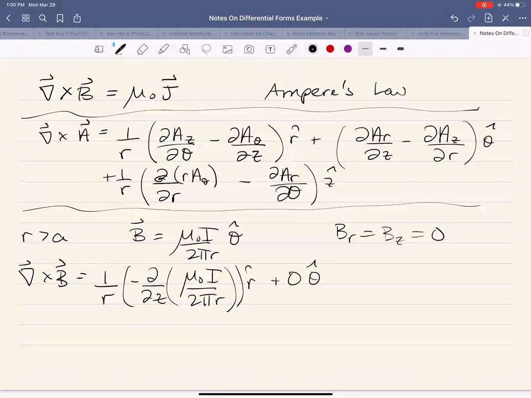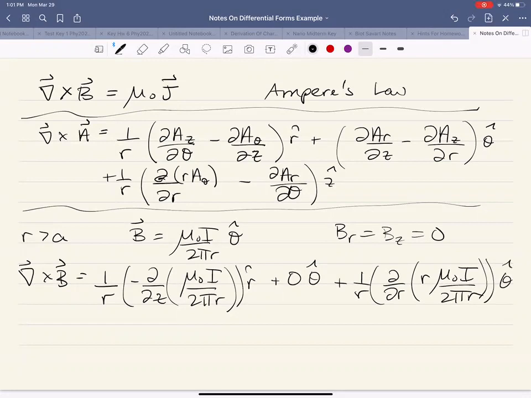Now looking at the z hat term, I've got a partial with respect to r, A theta minus partial A_r with respect to theta. A_r is 0, or B_r is 0, right? But we do have a B theta. So I've got a component there, maybe 1 upon r, partial with respect to r of r times B theta, mu naught I over 2 pi r, theta hat.